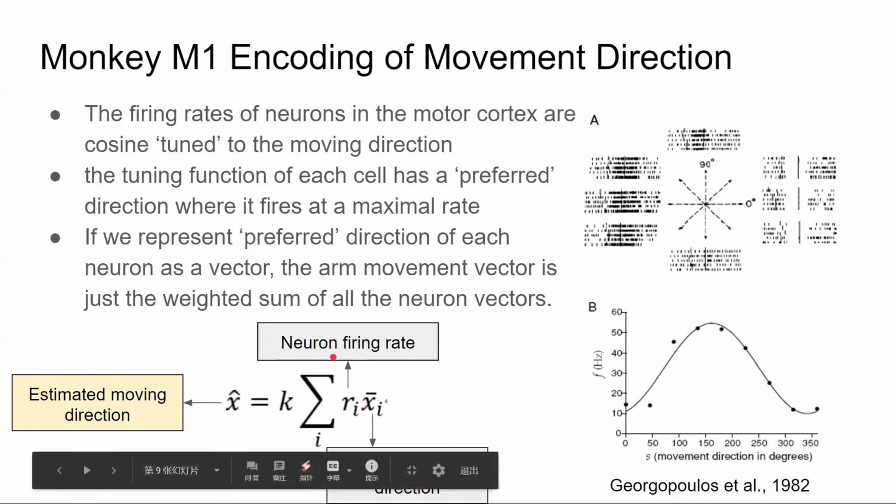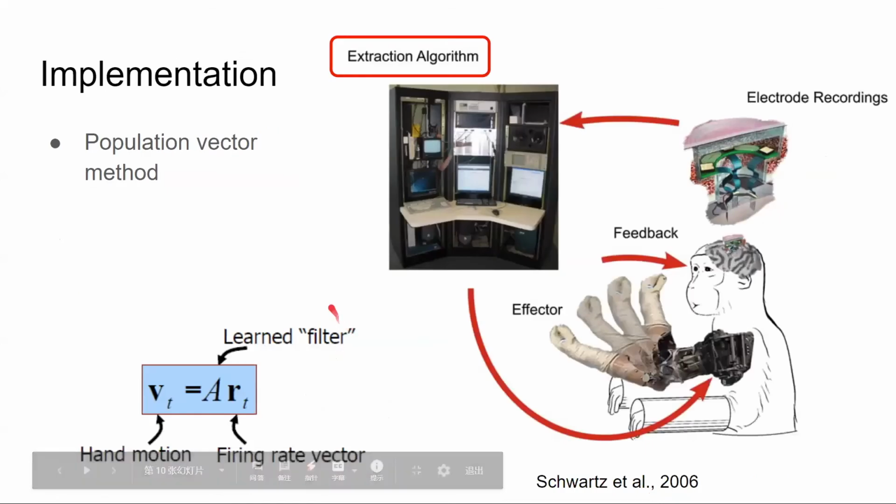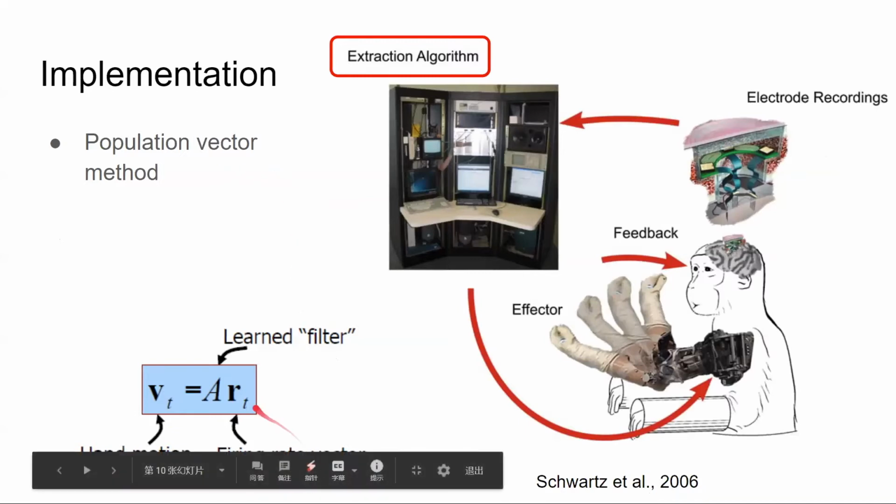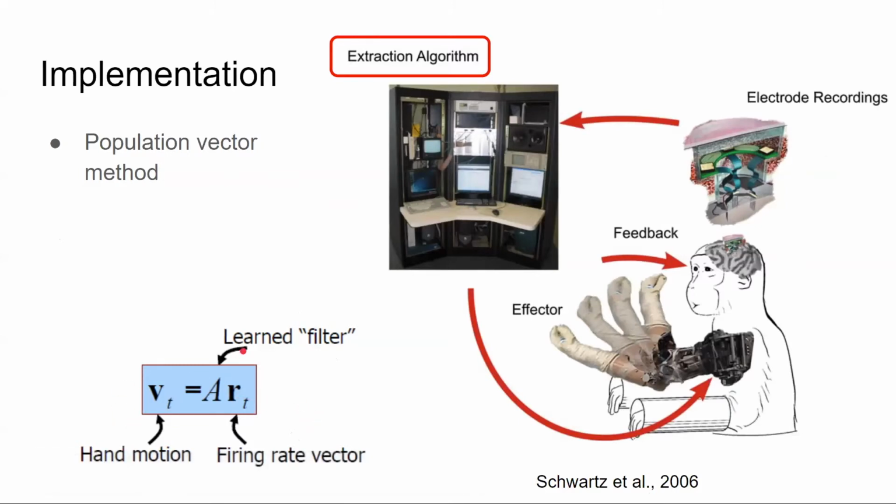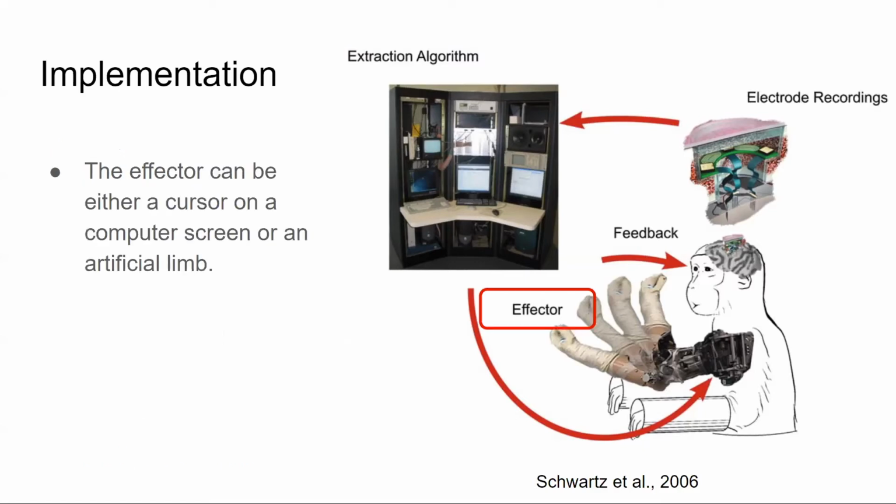Based on these findings, there's an algorithm called the population vector method. It's basically just a linear regression method that maps the firing rate vectors into hand motion vectors. And this algorithm, although quite simple and naive, has proved to be very efficient in many application scenarios.